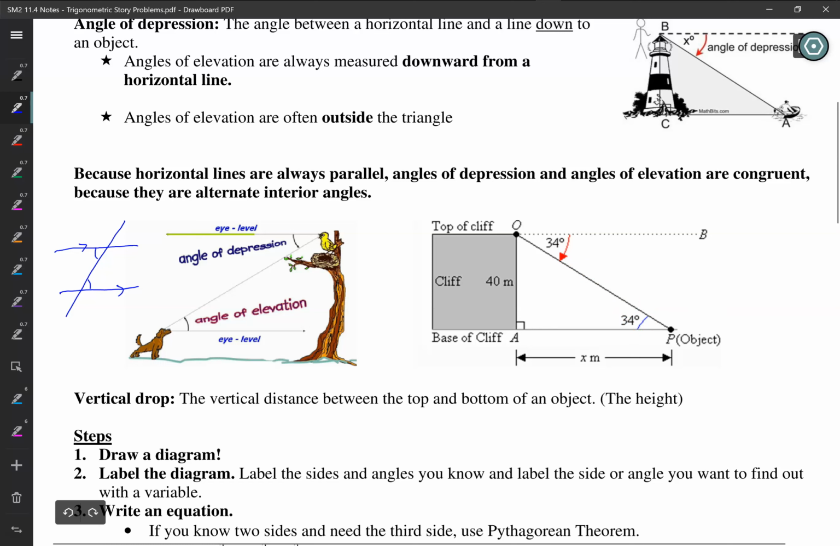The last vocabulary word you want to know is just the vertical drop, and that's kind of another word for height. It would just be from the top to the bottom of an object.